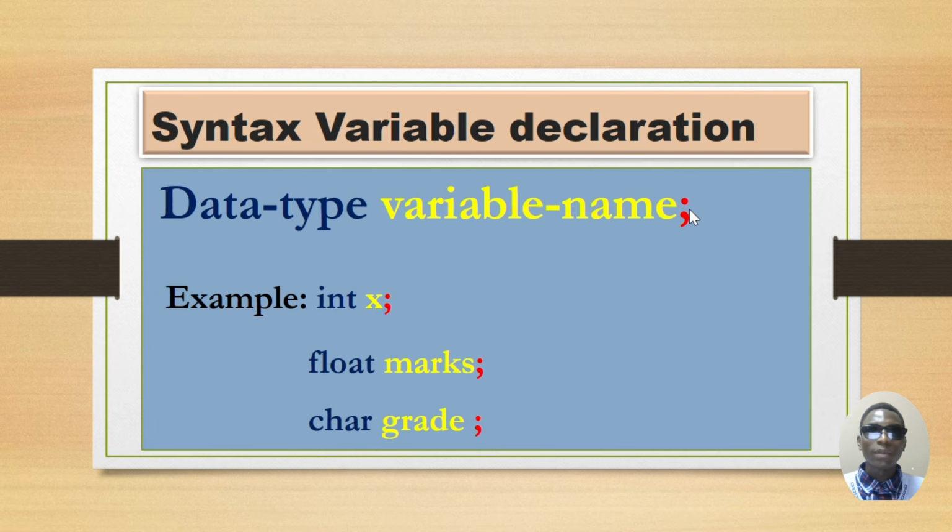Remember, many beginners ignore this semicolon, but it's very important in the C++ programming language. You should remember that each and every statement in a C++ program ends with this semicolon, right? For example, here we can declare x as an integer data type: int x. As you see, int is the data type, x is the variable name, then it ends with this semicolon. Also float max with a semicolon, or char grade also with a semicolon. So now let us see variable initialization.